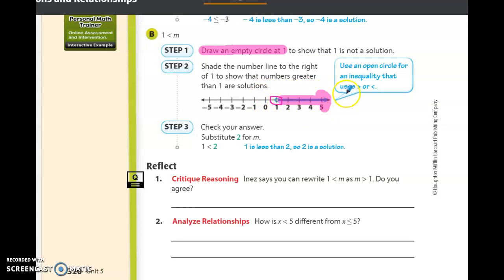And then again, step 3, to check our answer, we substitute any number that's in this shaded section to see if it works. They just happened to pick 2. We said, let's try it. Is 1 less than 2? It is, so that's a solution.